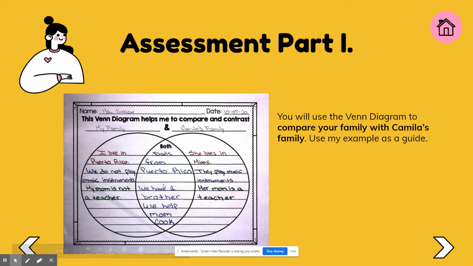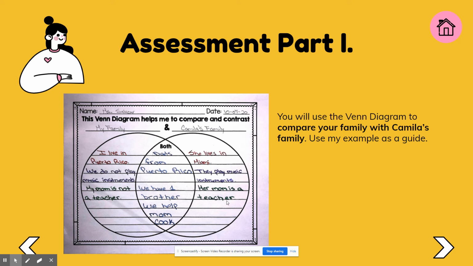So those are similarities. Those are things that we have in common. But our differences, right, is that I live in Puerto Rico, but Camila, she lives in Miami. Another difference is that we do not play music instruments. My family doesn't play music instruments, but Camila's family, they play music instruments. They play the piano, for example. Another difference is that my mom is not a teacher, but Camila's mom, she is a teacher.